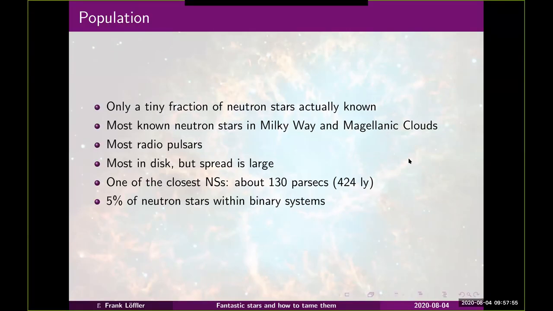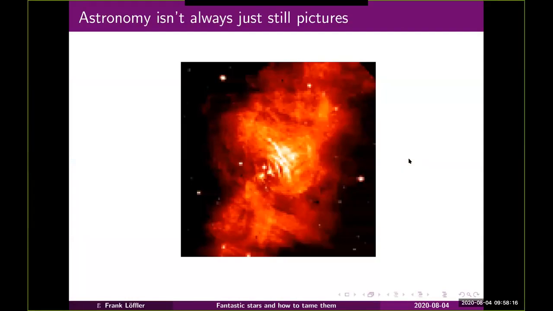One of the closest neutron stars is about 130 parsecs away, so that's about 400 light years. And also important for gravitational waves later on, about 5% of these neutron stars are within binary systems. So you do have neutron star binaries, or neutron star something else binaries.